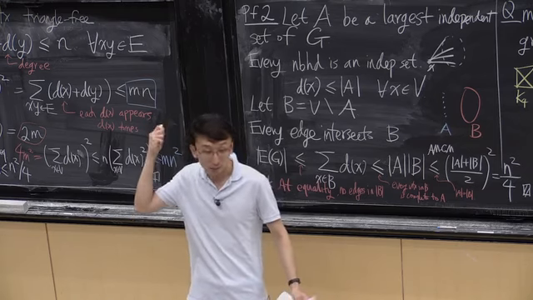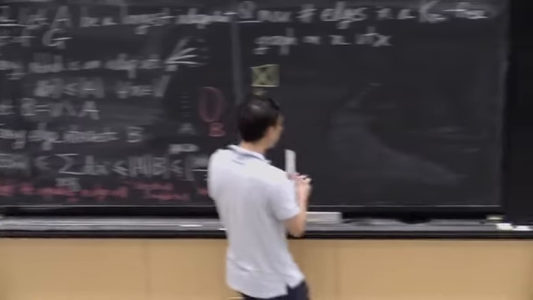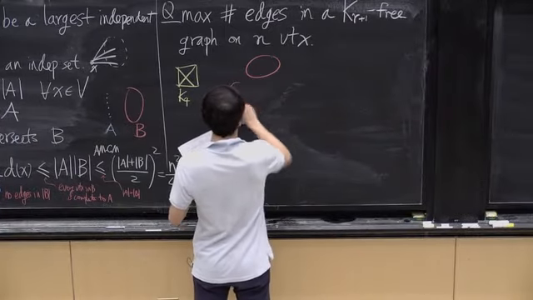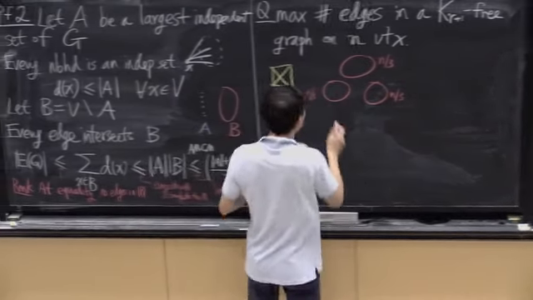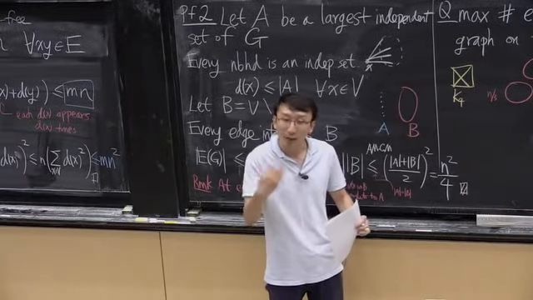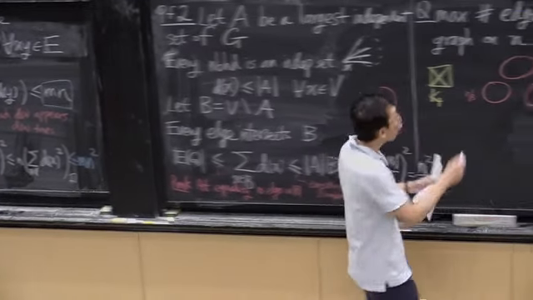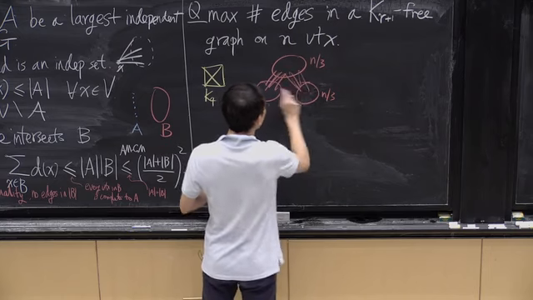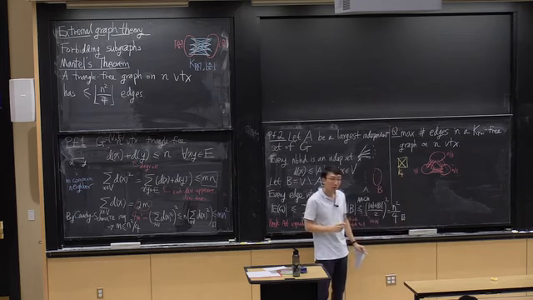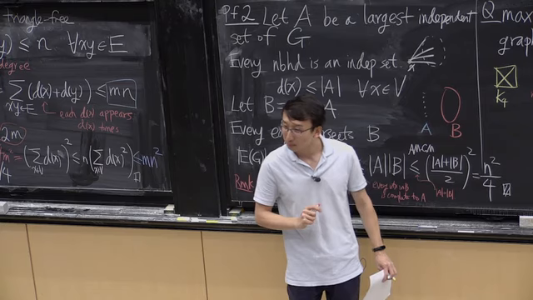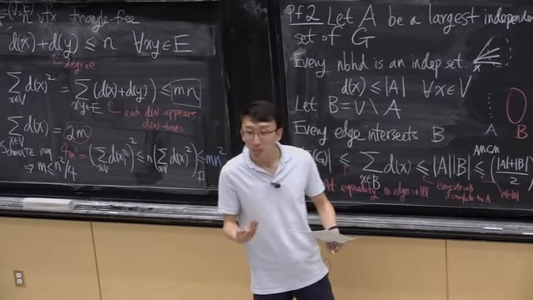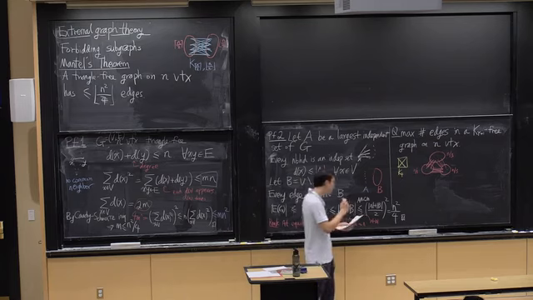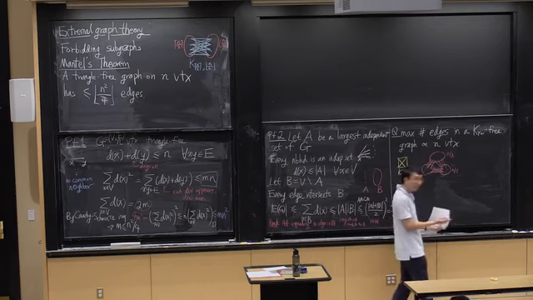Okay. Instead of taking 2 parts, you can take more parts. Well, for K4, if I take 3 parts, each with n over 3 vertices, of course, if n is not divisible by 3, round up and round down, and put all the edges between different parts, you can see this graph has no K4. So that's an example of a K4-free graph. Well, does it have the maximum possible number of edges? Is this the best that we can do? It turns out the answer is yes.